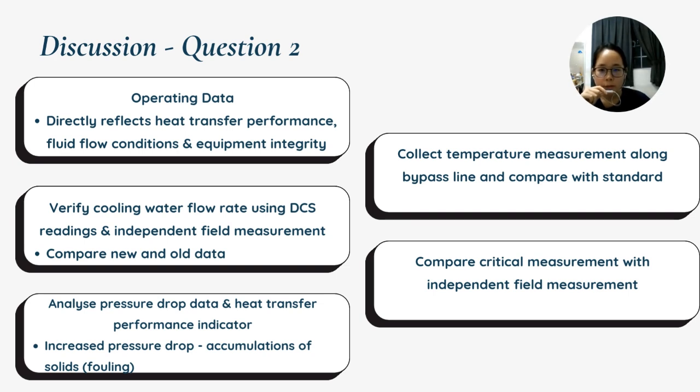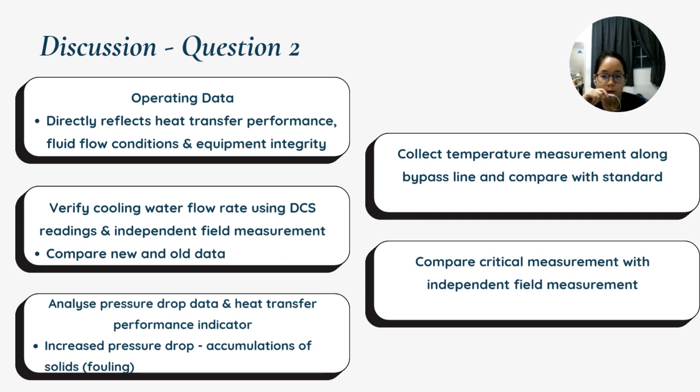So for question 2, to find out the actual reason why the heat transfer performance decreased, the first step is to collect operating data, because it directly reflects the heat transfer performance, fluid flow conditions, and equipment integrity. Next is to verify cooling water flow rate using DCS readings and independent field measurements, where we need to compare the new and old data to find out which part is having an abnormal measurement.